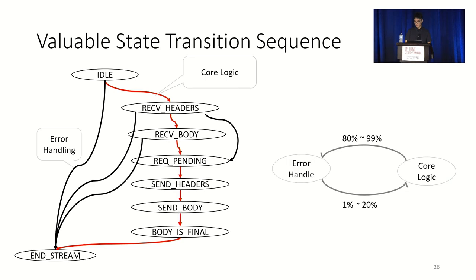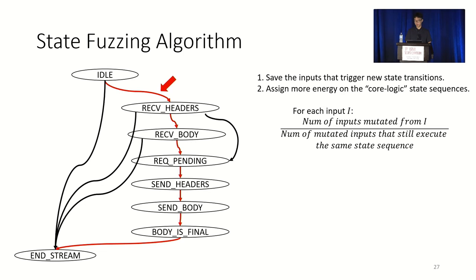So based on this, for each input, we record the number of inputs mutated from it and the number of mutated inputs that still excite the same state sequence. If the value is bigger, it's more likely to be the core logic.